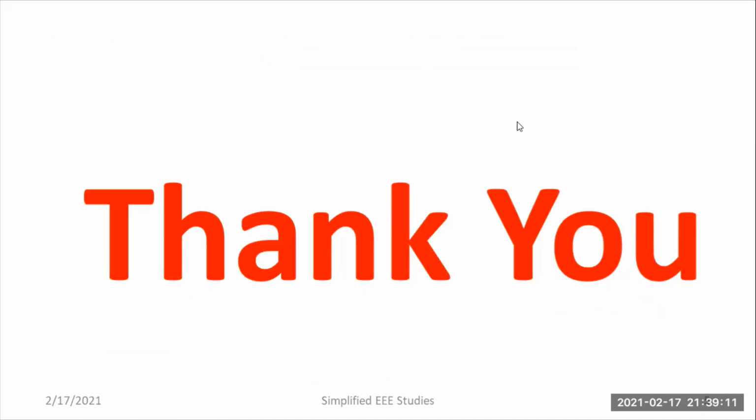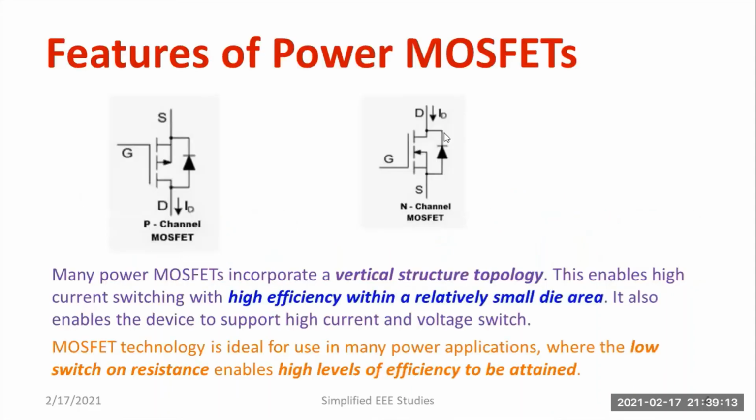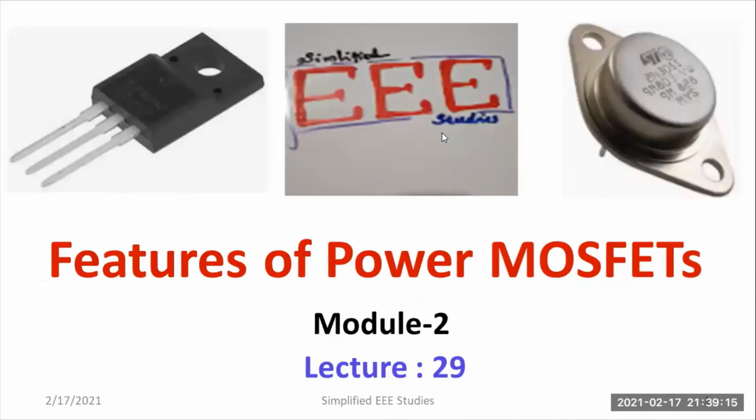In this session, I have discussed the importance of power MOSFET, the salient features, and I could compare power MOSFET with the power BJT. The main difference is that power MOSFET is a voltage control device whereas power BJT is a current control device. In the upcoming session, I'll be discussing the market availability of power MOSFET. And also I'll be discussing the static characteristics as well as switching characteristics in the upcoming sessions.